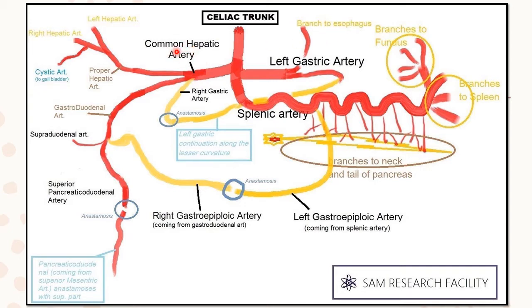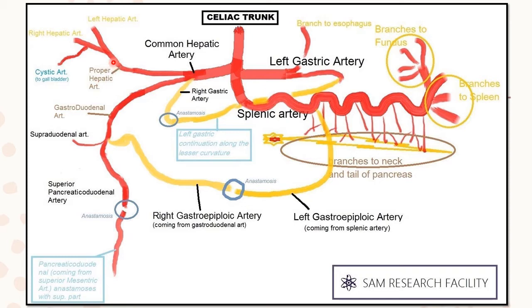Then we have this common hepatic artery. So we can see that this common hepatic artery is running to the right side, and it gives off a right gastric artery which is going over here, and then it is anastomosing with the left gastric artery. It also gives off this major branch known as the gastroduodenal artery, and beyond the origin of the gastroduodenal artery, the common hepatic artery becomes the proper hepatic artery.